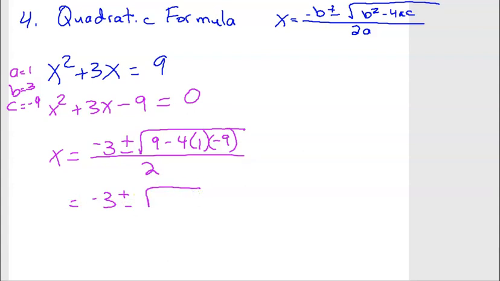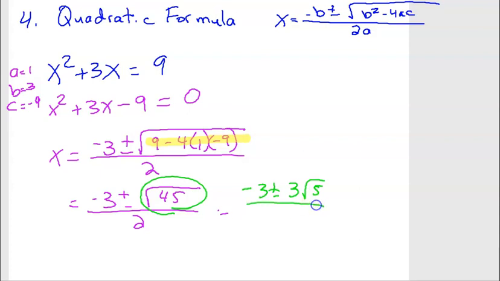Inside, if you simplify this, the inside is called the discriminant. If you simplify all of that, just plug it all in your calculator, you'll get 45. Now again, getting that far is going to get you most of the credit. But notice the square root of 45 can be simplified. So negative 3 plus or minus 3 square root of 5, divided by 2. Now that is your final answer.